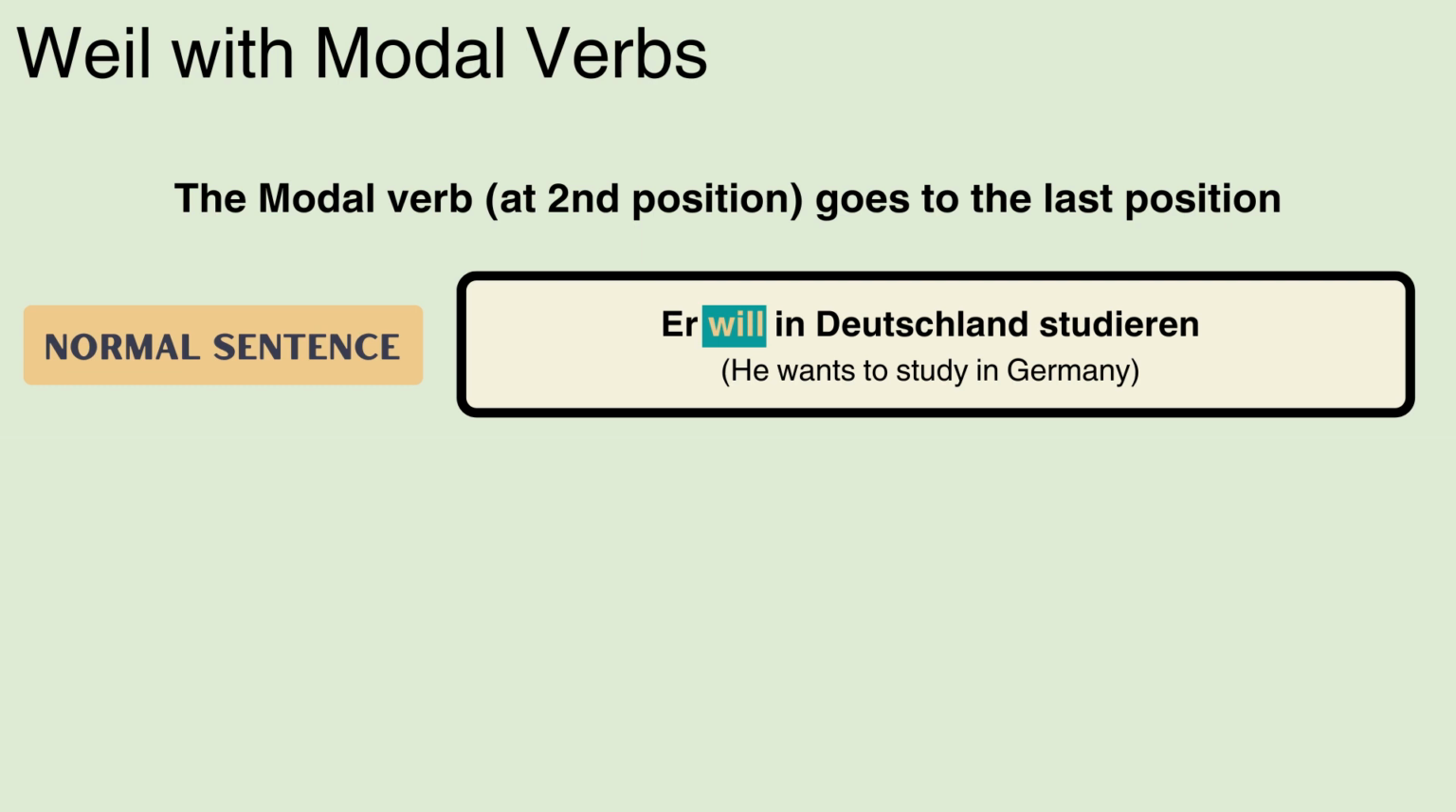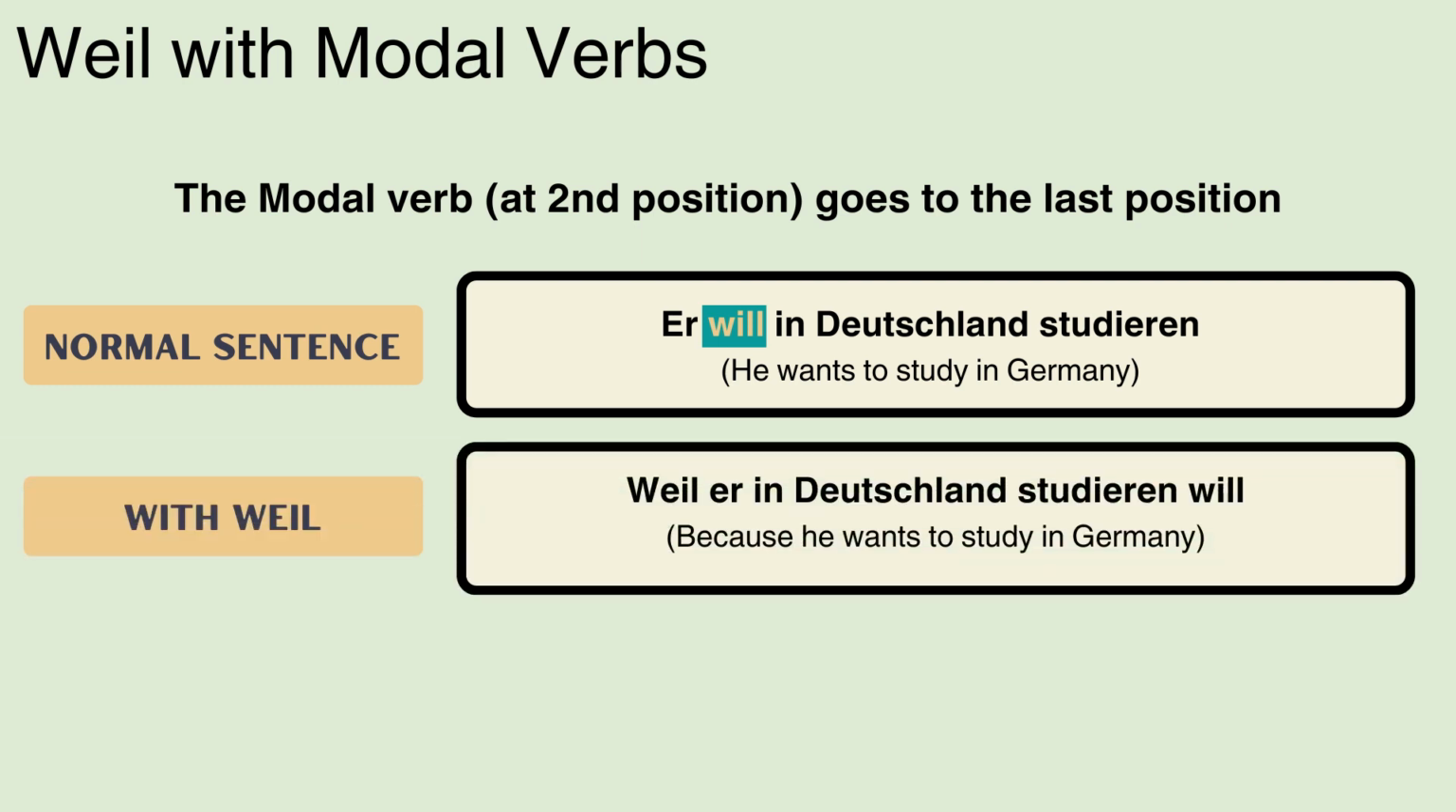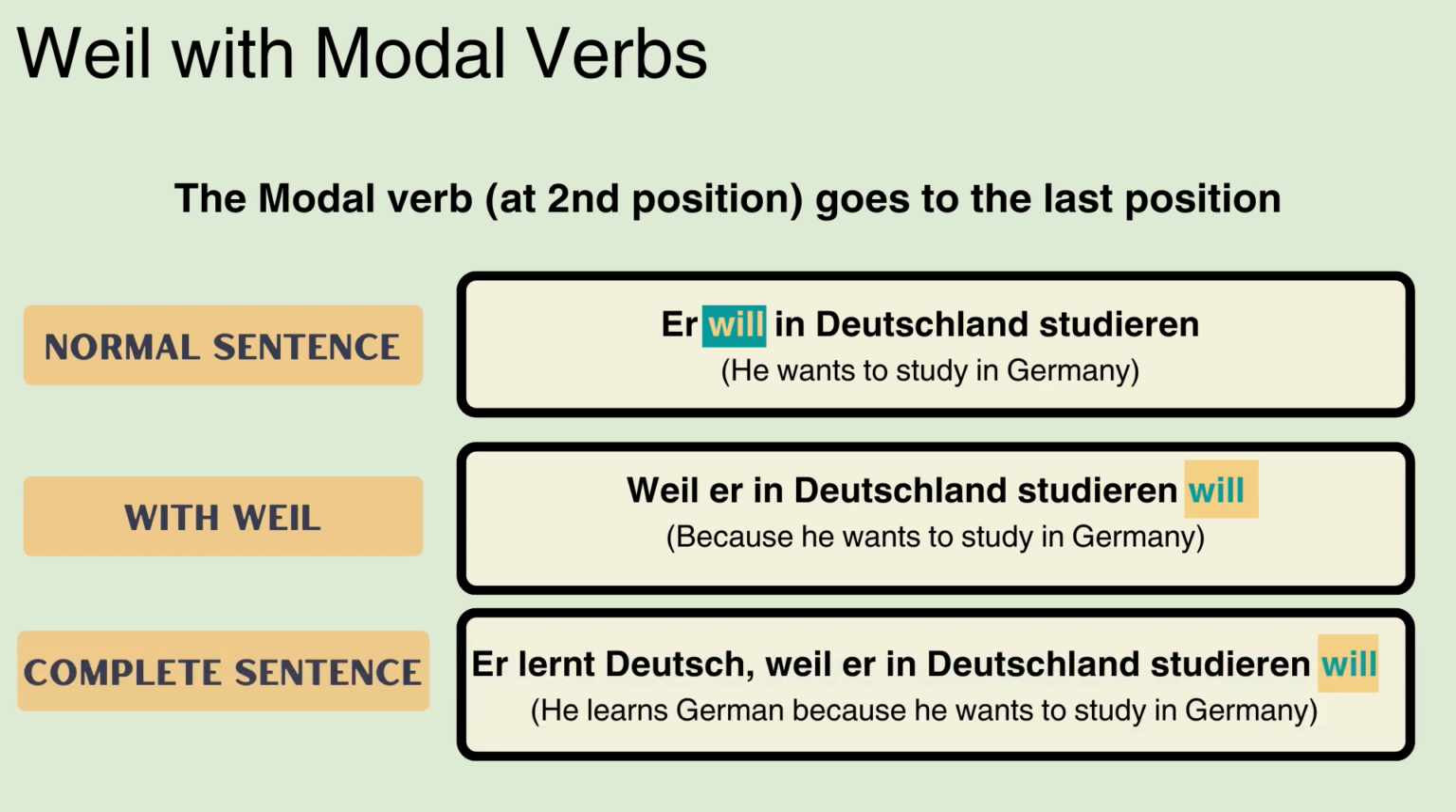Let's rewrite this sentence with weil. Weil er in Deutschland studieren will, because he wants to study in Germany. So you see how the modal verb in this case goes to the last position. Now let's make a complete sentence. Er lernt Deutsch, weil er in Deutschland studieren will.